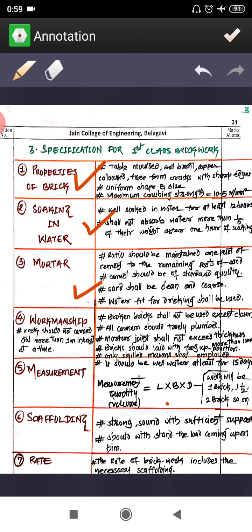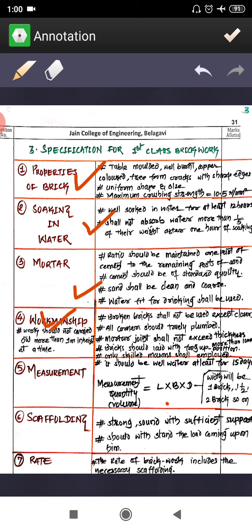Then mortar: you should follow the ratio, whatever ratio is given, 1:2, 1:3, whatever the ratio they have given, just follow that ratio. Cement should be standard quality, and sand should be clean and a bit coarser, preferably river sand. Then water: you should use drinking water, or you can call it potable water, for construction purposes. Then workmanship means how to do the standard work and how to maintain the standard work. It tells about the execution of work.